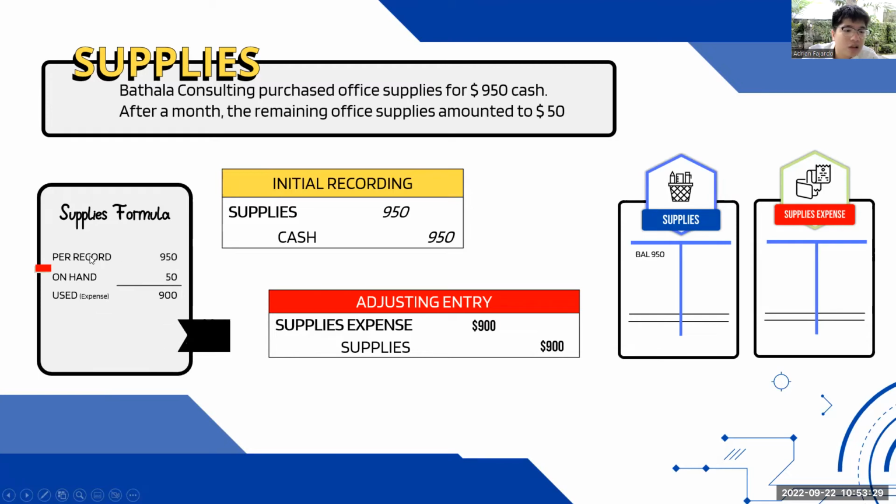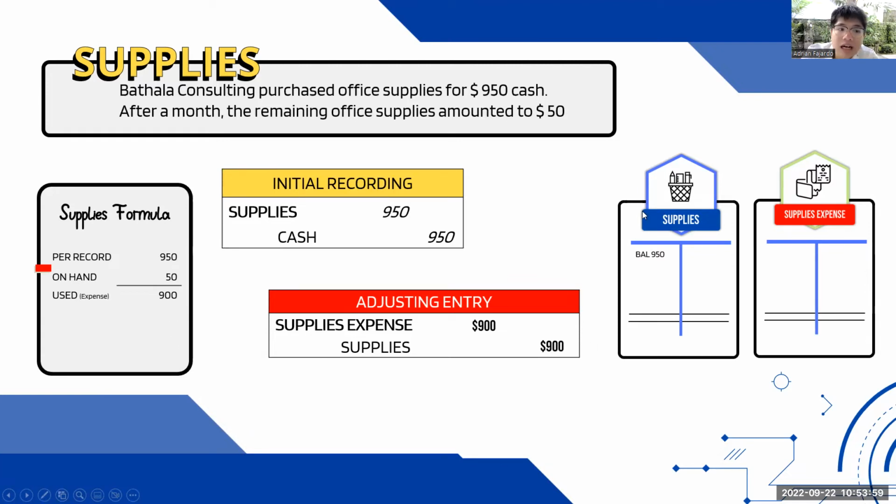So basically, you first look at your supplies per record. So on our record, it's at 950. And then you compare them in terms of the actual value that you have on hand. So again, it was determined na 50. And therefore, what was used up was $900 worth of supplies, which will now become an expense, right? And therefore, yung 900, we will debit supplies expense 900, credit supplies at 900.